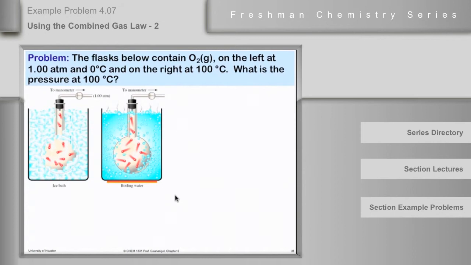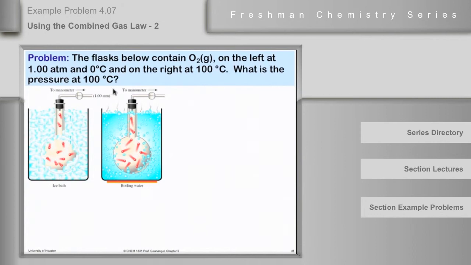Let's look at this question. The flask below contained oxygen, in the form of course of elemental oxygen, O2 gas, on the left at 1 atmosphere and 0 degrees Celsius, and on the right at 100 degrees Celsius. So ice water and boiling water here. What is the pressure at 100 degrees Celsius?